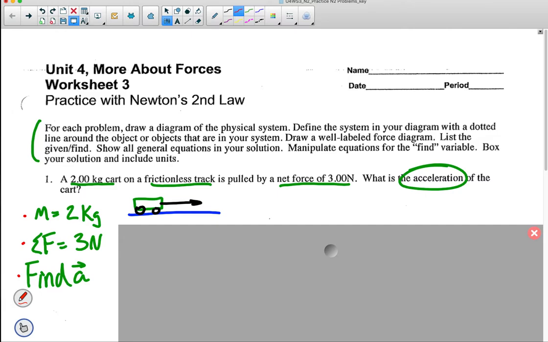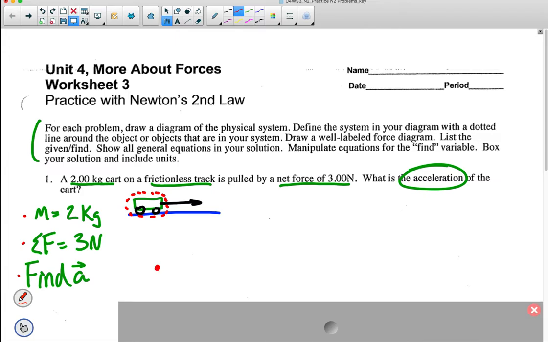Next up, draw a picture or physical diagram. So we got a cart on a frictionless surface. I have this black arrow to show the force it's being pulled with, and we're defining the system as the cart with the dotted line. Next up, we should draw a force diagram for the cart. We know the force of gravity on the cart by the earth would be pulling down, and the vertical forces are going to be balanced here. This would be the force normal on the cart by the track.